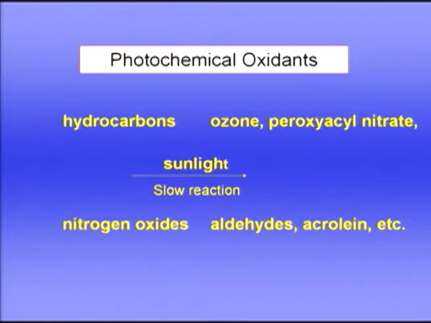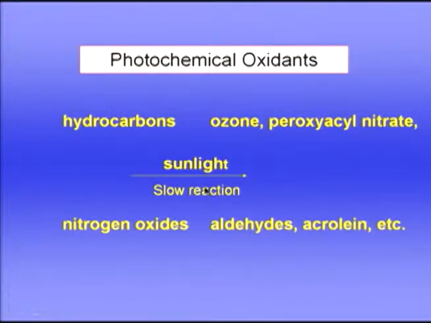Now, one of the pollutants not mentioned there, but very important, are the photochemical oxidants. Those are formed when hydrocarbons and nitrogen oxides are acted upon by sunlight, in a slow reaction, and they result in a number of very unpleasant substances, including ozone, peroxyacyl nitrate, aldehydes, acrolein, and so on. And these are the components of smog.